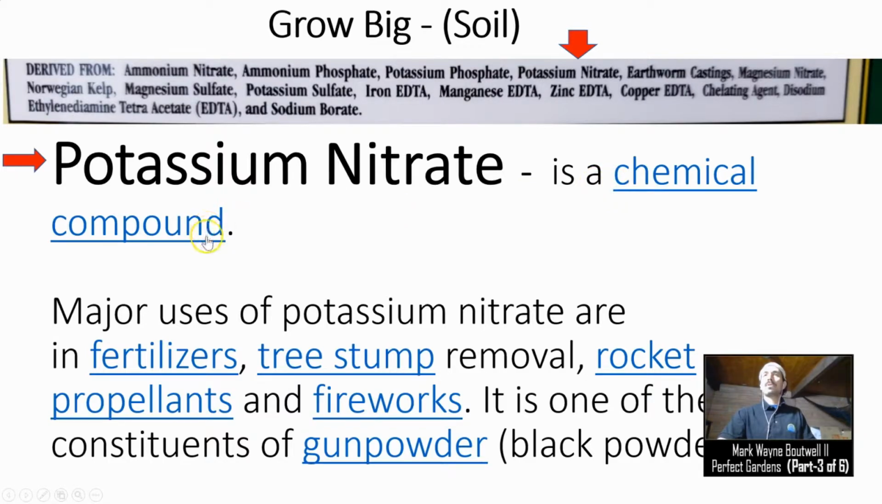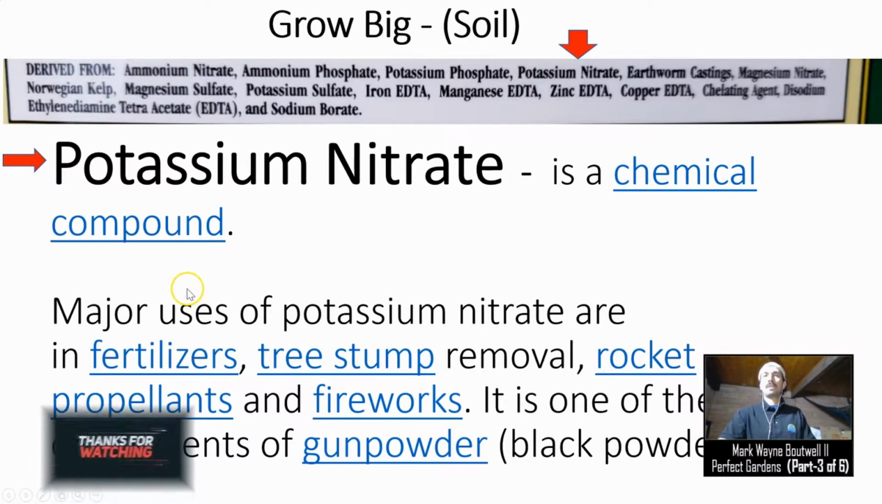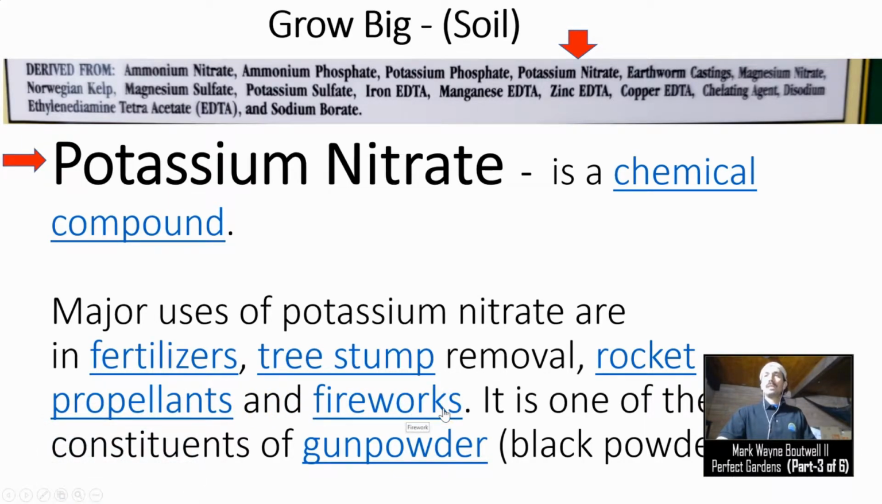It is a chemical compound. Once again, it's a synthetic fertilizer. Major uses of potassium nitrate are in fertilizers, tree stump removal, rocket propellant, and fireworks. So once again, why am I putting something on my plant that is used to kill and is used for rocket propellant? That is cognitive dissonance.